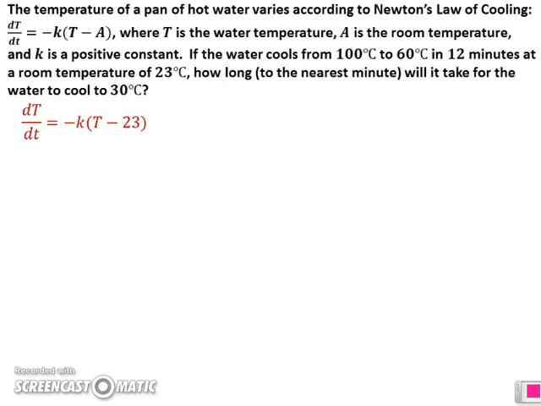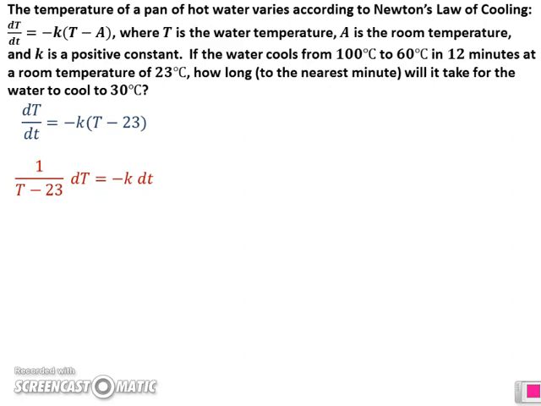Okay, step one is let's deal with that differential equation. They gave us the room temperature of 23, so I took this A and replaced it with a 23. So we're going to deal with this. We have to separate the variables. K is a constant. I'm going to multiply by the dt, but this T minus 23 goes to the other side by division. So that's our next step.